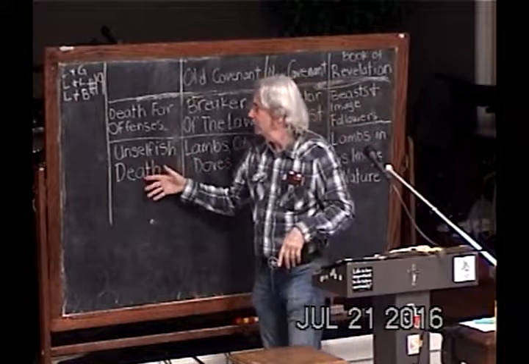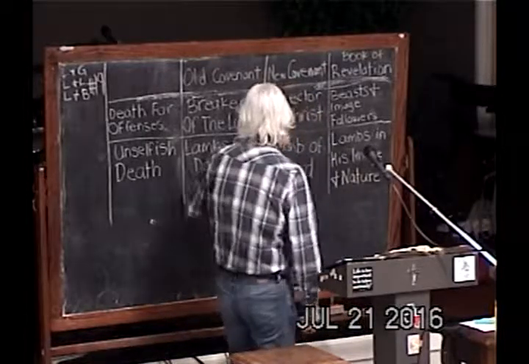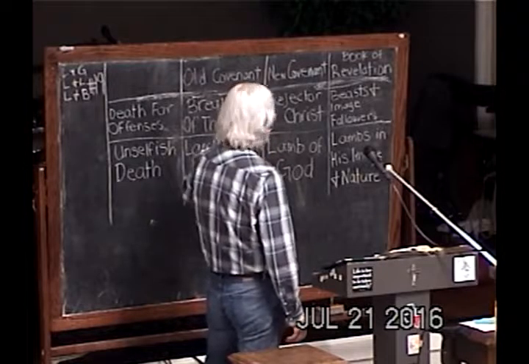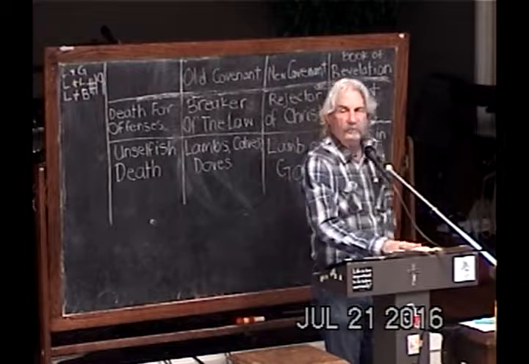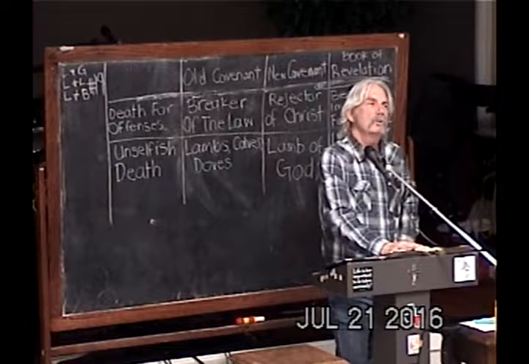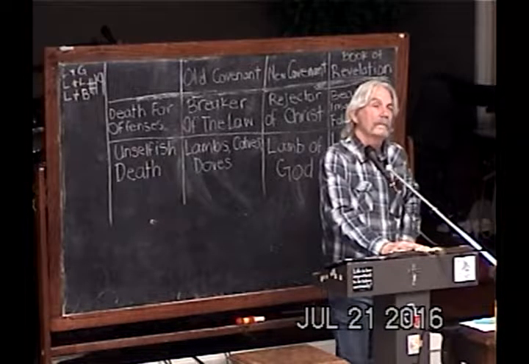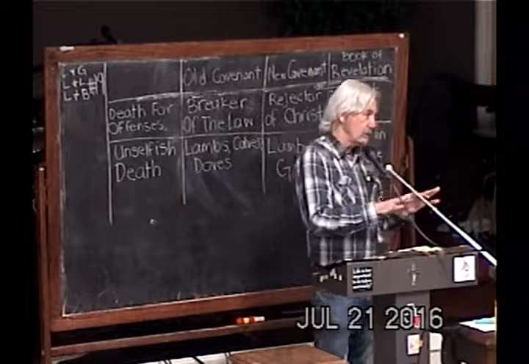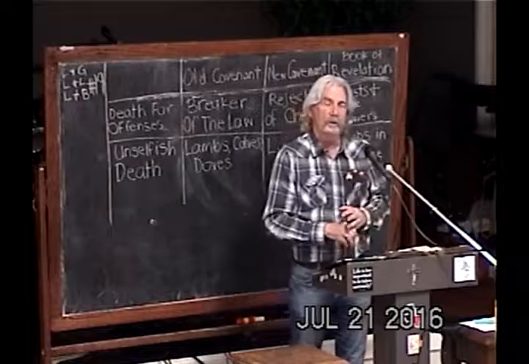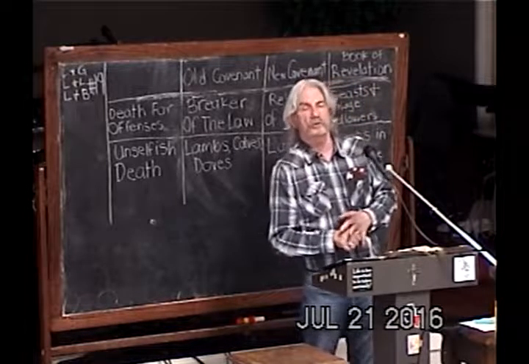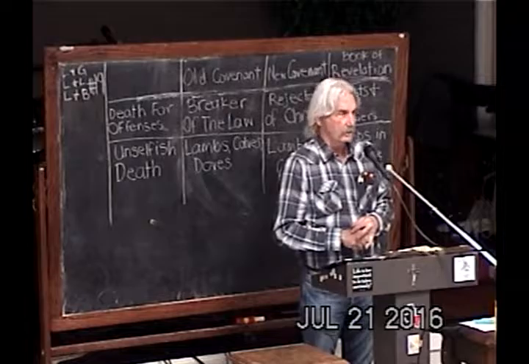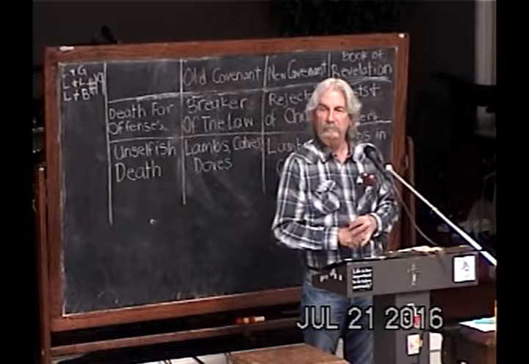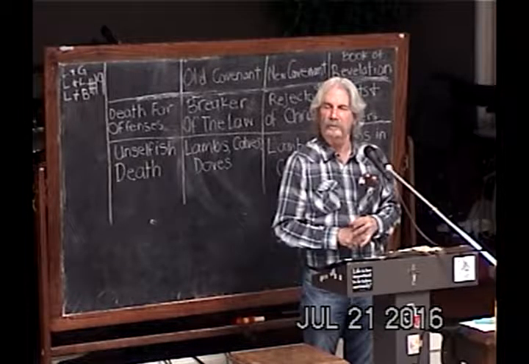All right. Death number two, an unselfish death. As seen in the Old Covenant, there were lambs and calves and doves and goats and different things that were offered. And they were offered, they were innocent. They were meant to be without blemish, without spot, which meant that they had nothing that they did wrong. They were usually a lamb of the first year. Anybody ever seen a lamb of the first year? You saw some in Ireland, didn't you?